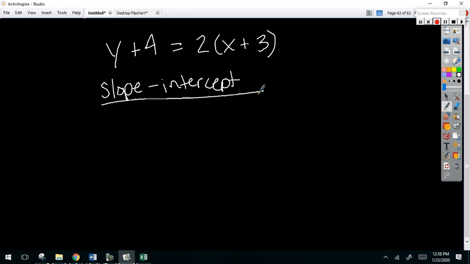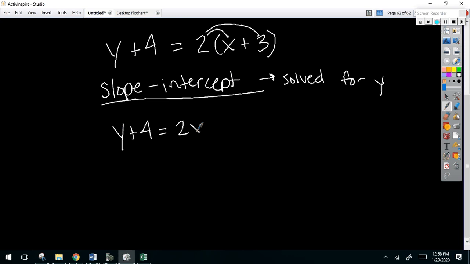What might I need to do? You're exactly right. Distribute. Because here's what I'm going to do. Slope-intercept form is just when I've solved for y. That's it. So my first step, yes, I'm going to distribute this 2 through here. So I've got y plus 4 equals 2x plus 6, and now what?